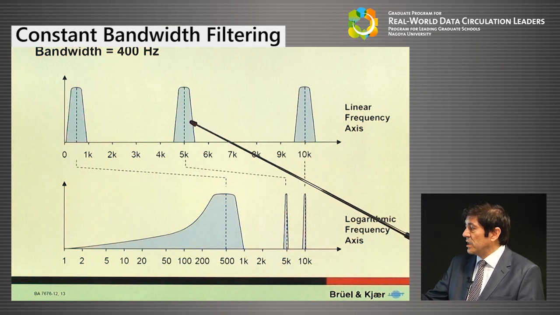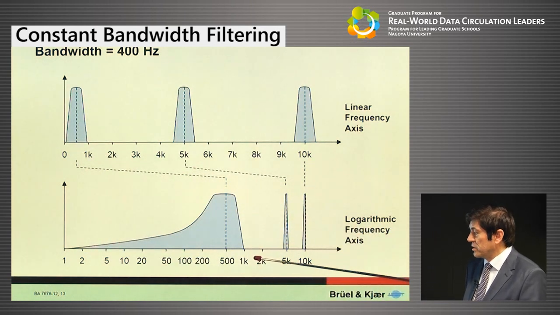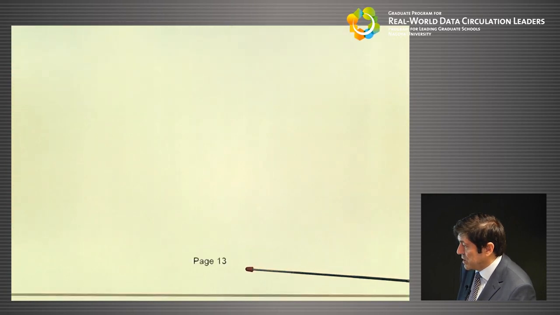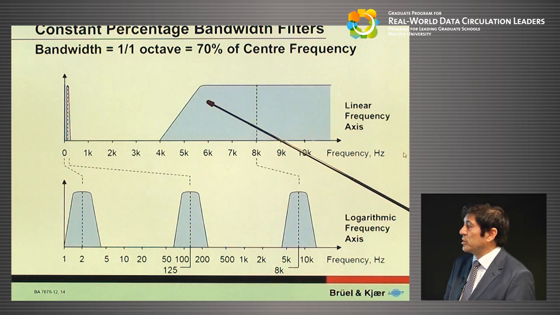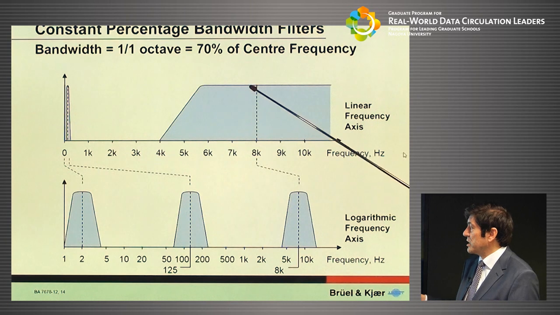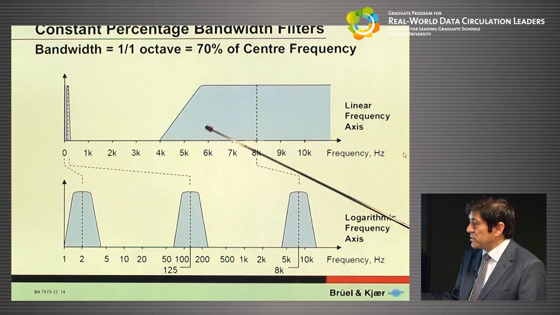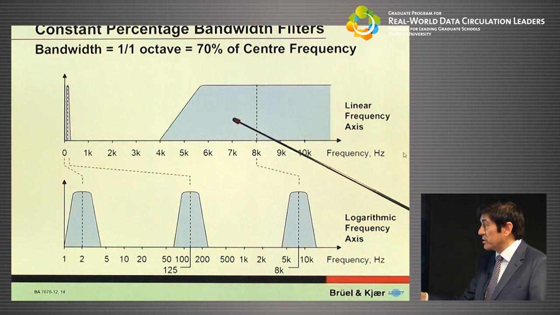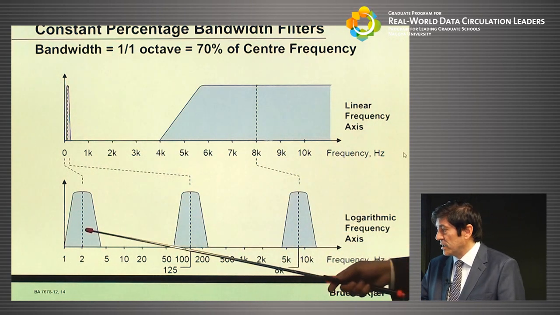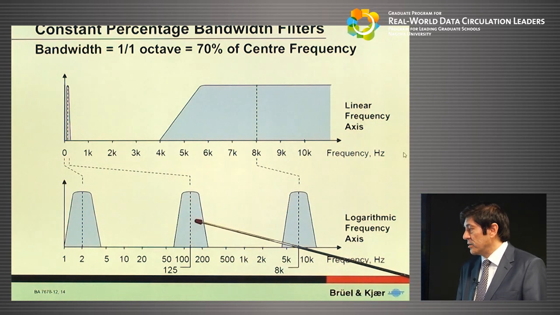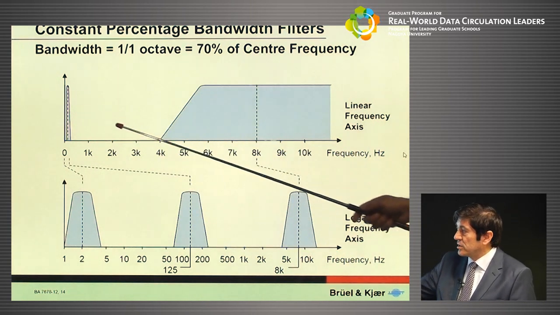That's actually the case because the low frequency range is expanded. On the other hand, if you do the same for logarithmic scale, we have this picture. If in logarithmic scale we have this picture, you can see the constant percentage bandwidth filter. But if you plot it in linear scale, you will see something else.